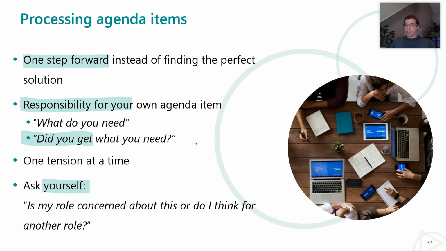The secretary captures everything that comes out of it, and then the facilitator asks, did you get what you need? It's really up to the owner of the agenda item to say, yes, that's all, I defined the step forward, my agenda item is solved. And we do one tension at a time. Sometimes there are related tensions, but that's really what the facilitator does, one item at a time. That really creates that ownership, that clarity of who we're helping.